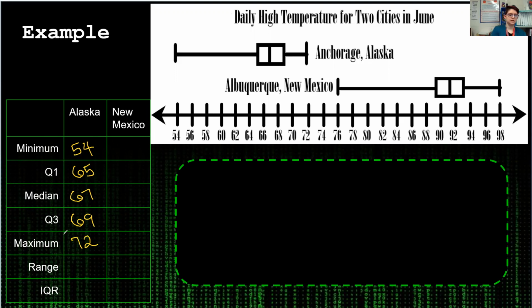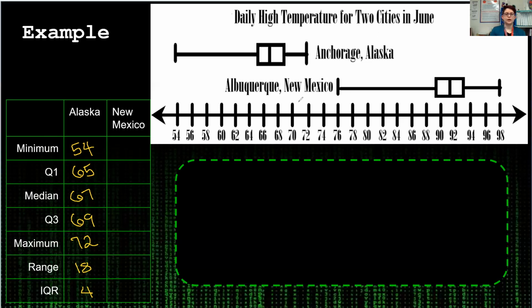Okay, the range, 72 minus 54. So Alaska had a range of 18 degrees, and then the IQR would be 4 degrees. Remember that your IQR, this box here, represents 50% of your data. So half of the days that they recorded temperatures were between 65 and 69 degrees.